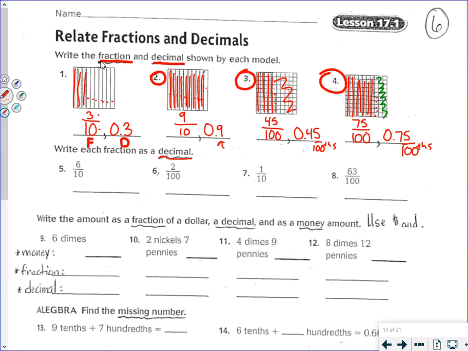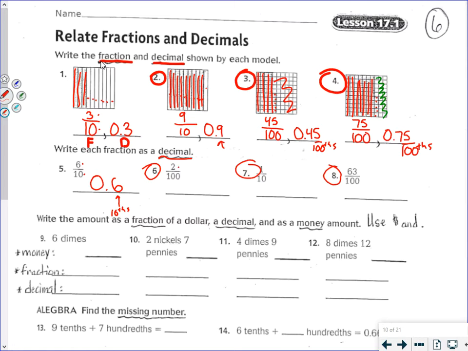You read them out loud. 6 tenths. So that would give us 0.6 because 6 is in the tenths column. 6 tenths. Go ahead and try these ones out by yourself. Pause the video.